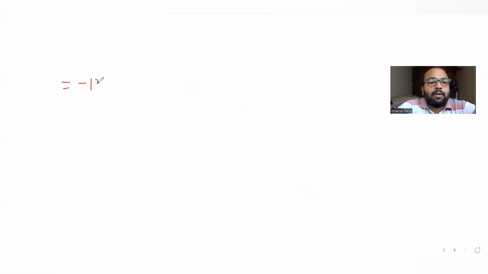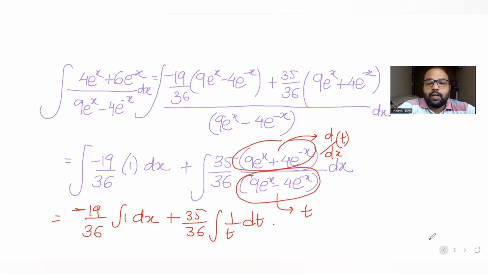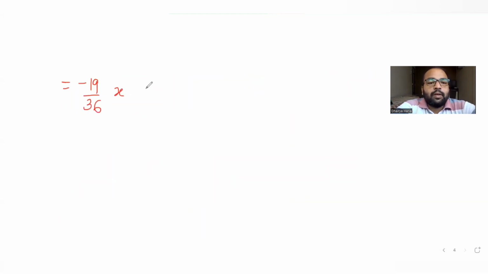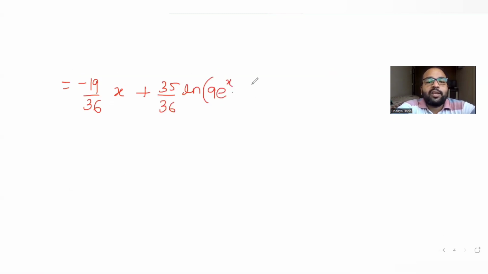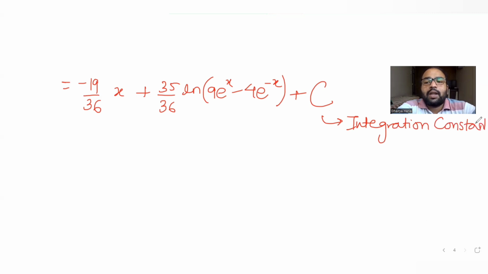So it becomes minus 19 by 36, integral 1 is x, plus 35 by 36 log of t. So t here we substituted as this. So I resubstitute, I get 9 e raised to x minus 4 e raised to minus x, plus c. C is your constant of integration. This integration constant can hold indefinite values because we do not know the limits of integration, right? Since this is a question of indefinite integration, you have an integration constant which can hold indefinite values here.